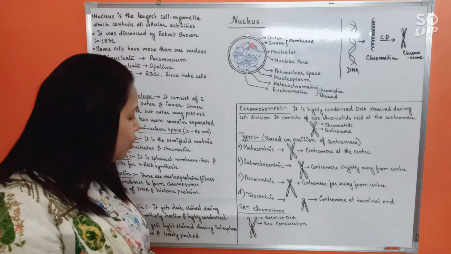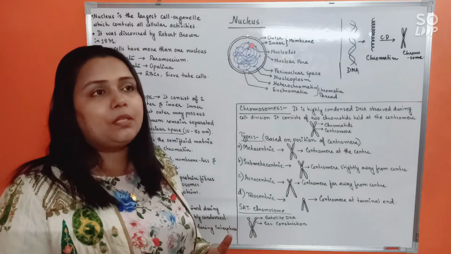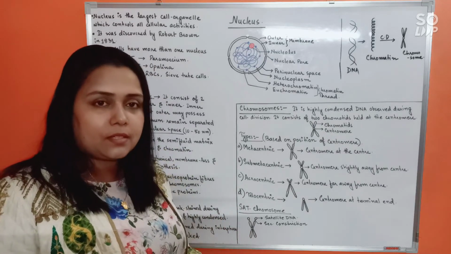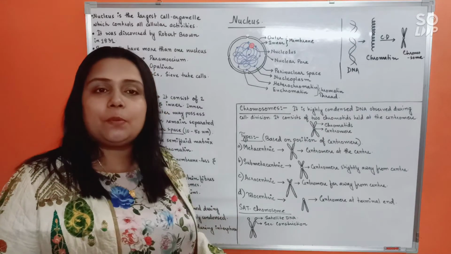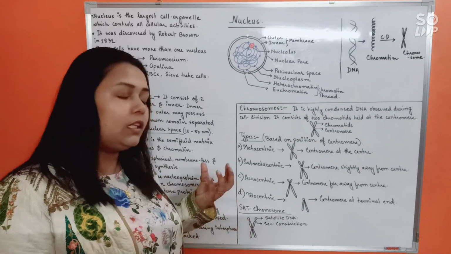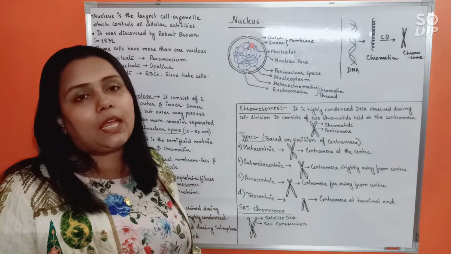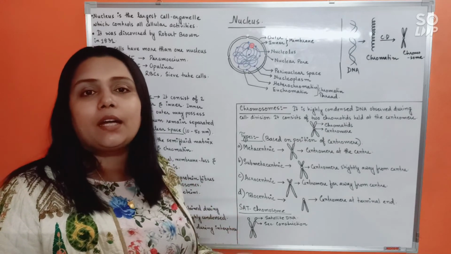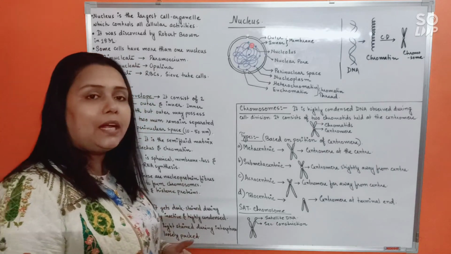Now these SAT chromosomes sometimes act as a marker for a species. For example, human beings have 5 pairs of SAT chromosomes. So likewise, for every species the number of SAT chromosomes would remain fixed. Alright? So that's how they can act as markers to a species. Understood? So that's all regarding chromosomes.